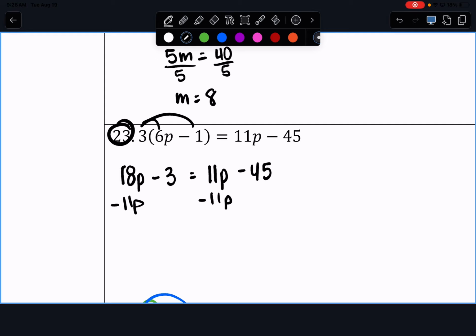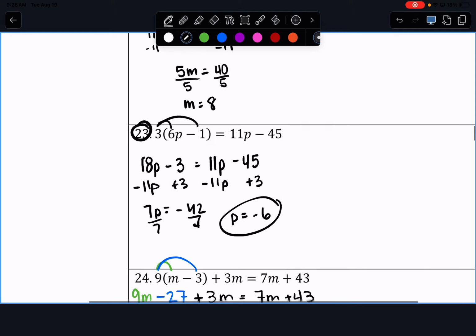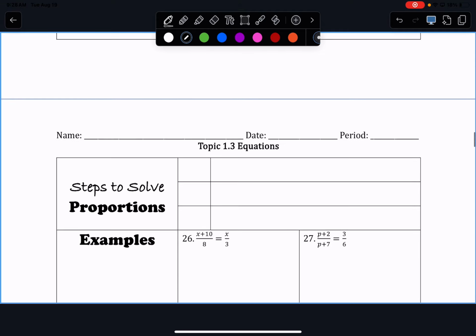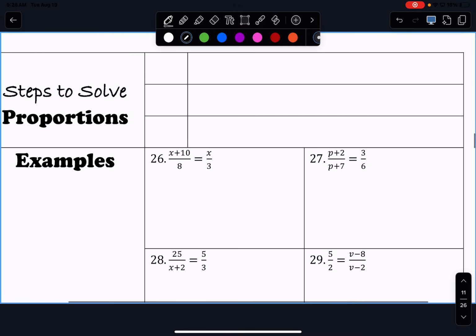All right. So we're going to go ahead and flip and look at the next page. All right, so the next thing we're going to look at is proportions. It's really not there, I promise.